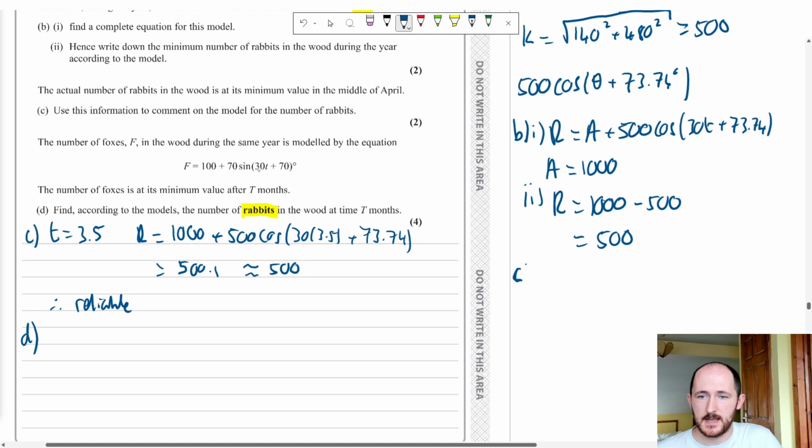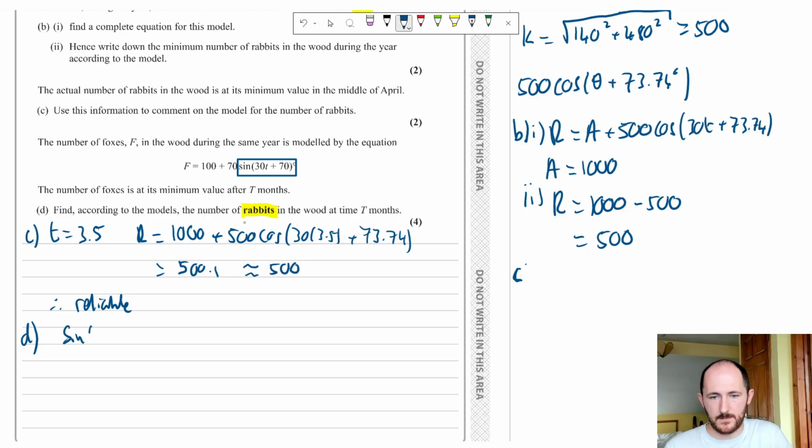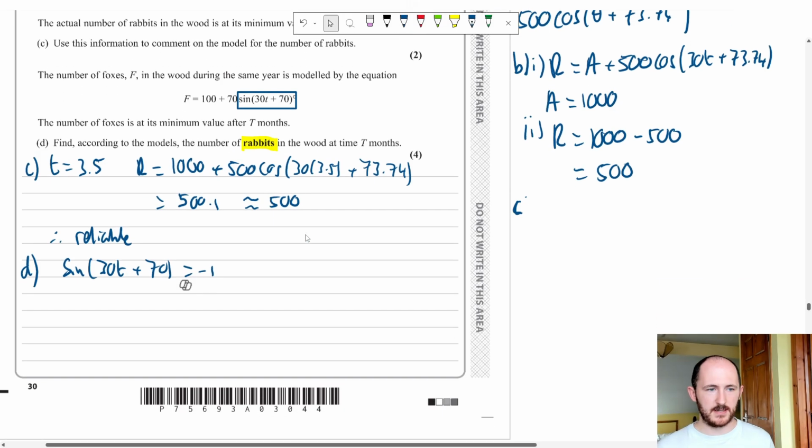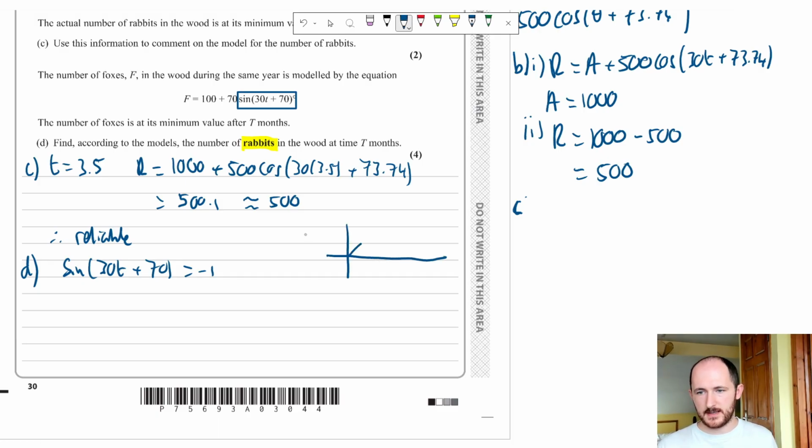Now again, the good news is, if we have a look at this, if we want this to be a minimum value, we want sine to be -1. And now my question to you is, when we have sine of 30t plus 70 equal to -1, when does that happen? You can just use inverse sine, that's completely fine if you want to. Or you can use the graph. I like using the graph personally. It equals -1 at 270 degrees. So in other words, 30t plus 70 should equal 270 degrees.